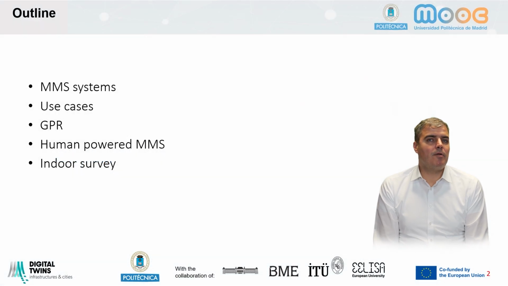So mobile mapping, when you are putting the sensor on a mobile platform, either you carry it or you put it in a car, on a vehicle. So we are talking about mobile mapping systems. I will show you some use cases. I will show you some different sensors, for example, ground penetrating radar. I will show you wearable systems and some examples to indoor survey.